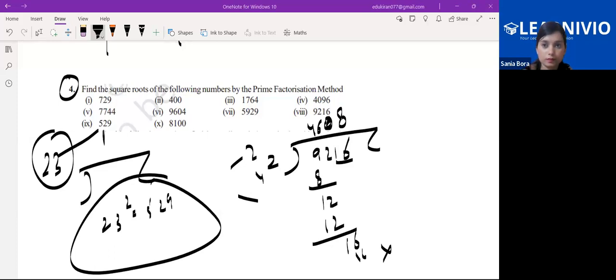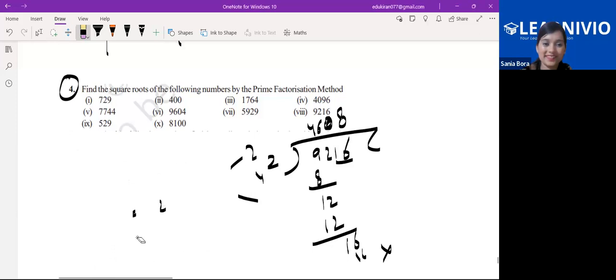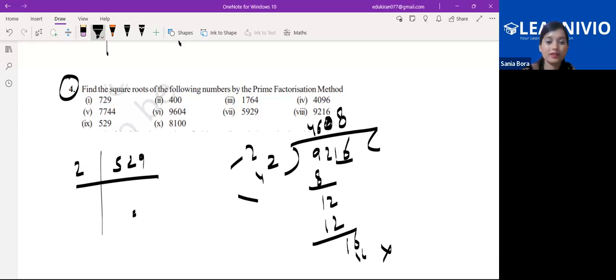Ma'am, can you show the solution of the 9th one? 9th one. 5, 2, 9, right? Clear? I told you it's for 23, right? So 23 into 23 is 529. So 23, 1. Okay? Ma'am, then 23 is the answer, right? Yes.